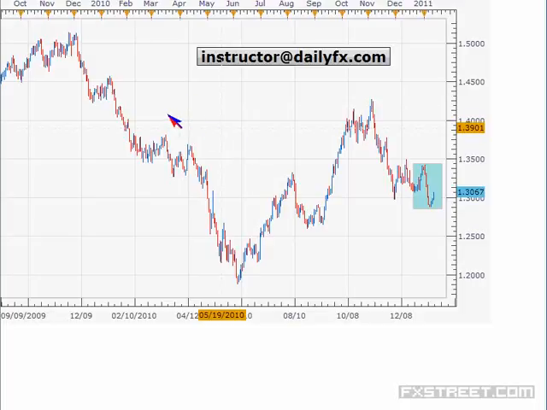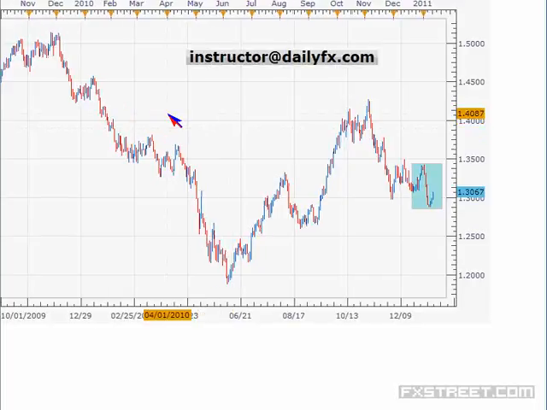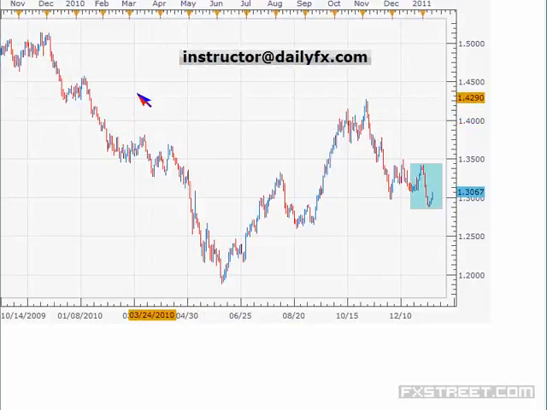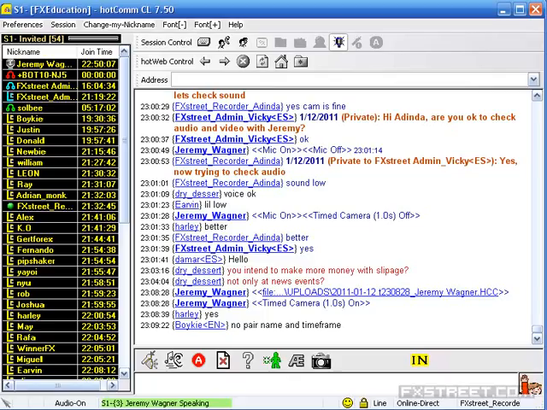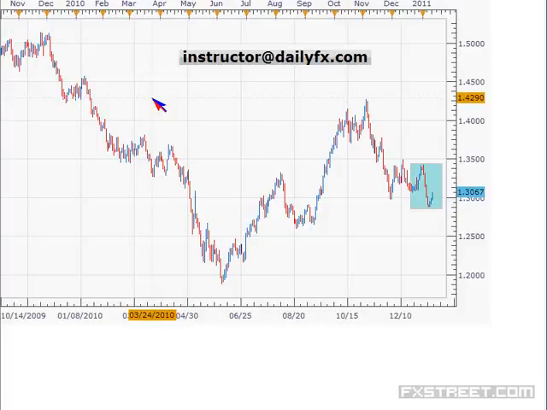So you should be able to see my chart right now. This is the euro dollar daily chart. And Boki says no pair or time frame. And you should be able to see this market scope chart. It's the euro dollar daily going back to October of 2009. Okay, awesome.